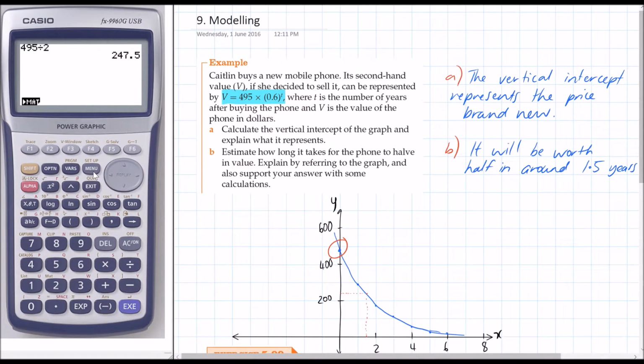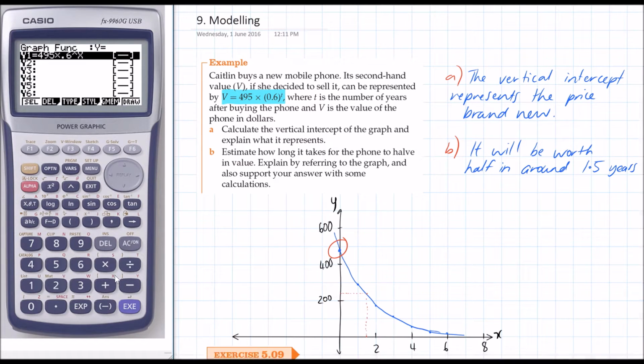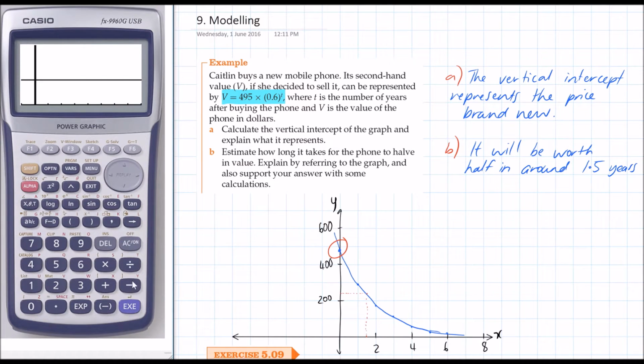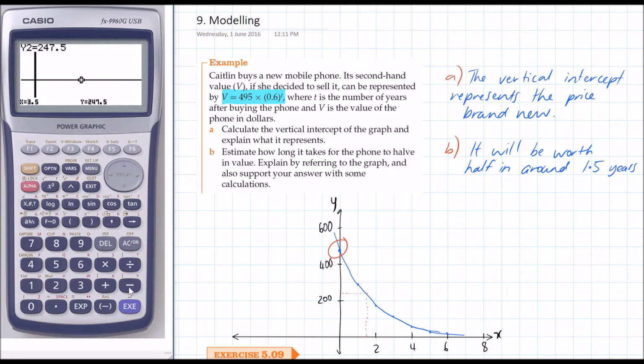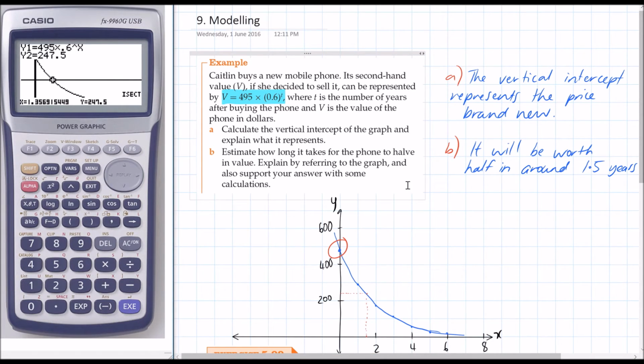And just out of interest, we could use our graph to look at this as well. So we could put 247.5 into our graph, and what's happening here? Viewing window. Why is that one not plotting? There we go. And then we can solve for the intersect of those two. We can see on our graphics calculator it actually comes out to 1.35. So our graph is a little bit inaccurate because of hand drawing, but we're in the right ballpark.